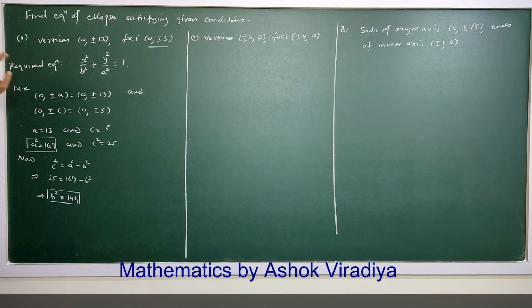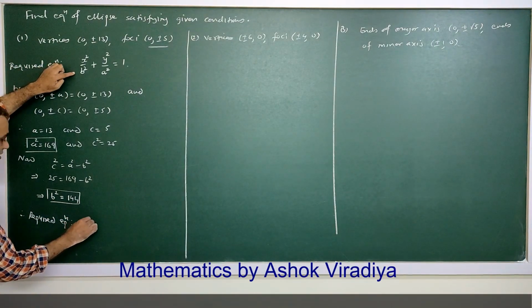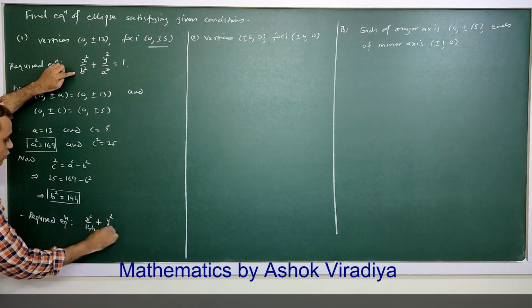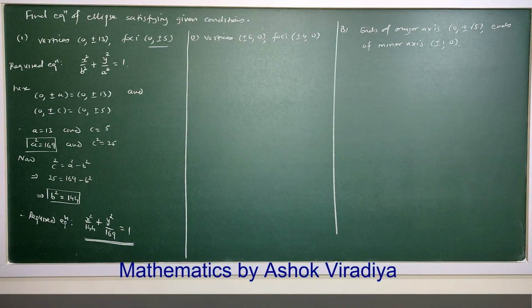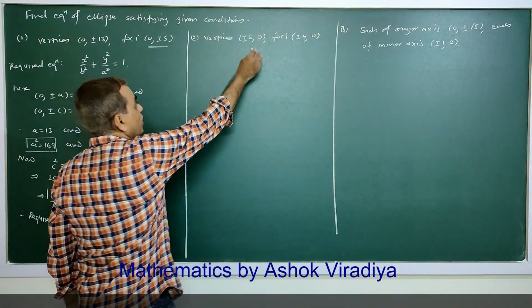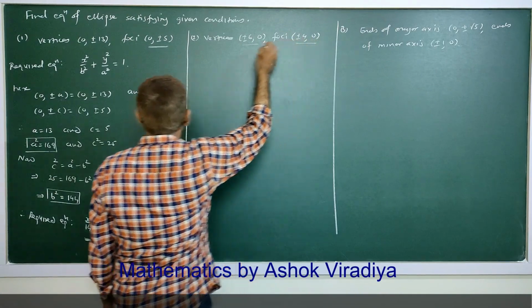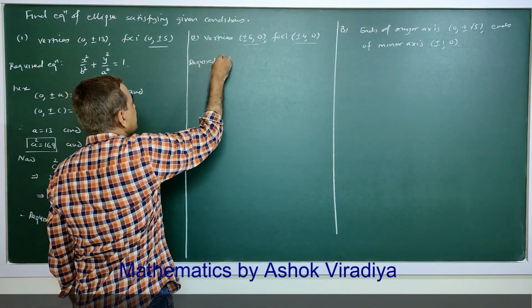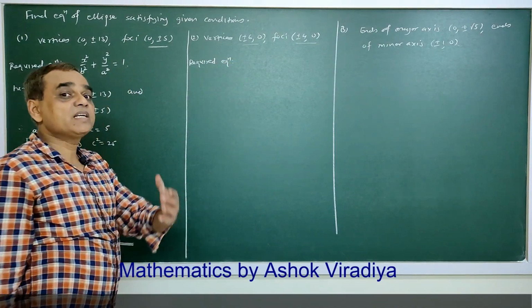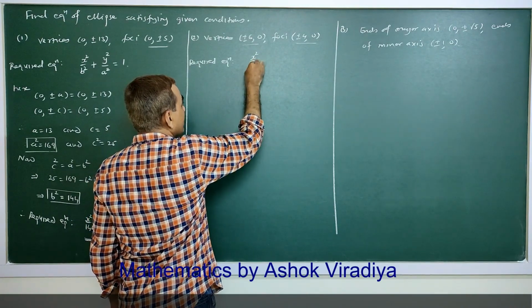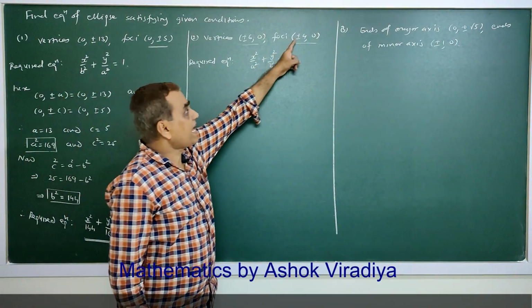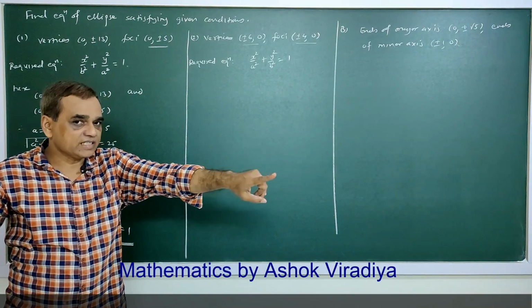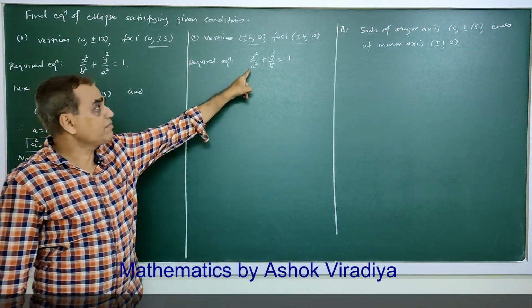Putting values in this equation, therefore required equation of ellipse is x square upon b square plus y square upon a square equal to 1. This is the required equation. Now see here, vertices are on x-axis, foci on x-axis. So because these lie on x-axis, the denominator of x square will be greater. So below x square put a square, below y square put b square. Foci lie on x-axis, so major axis lies along x-axis. So keep a square below x square. This number will be greater.